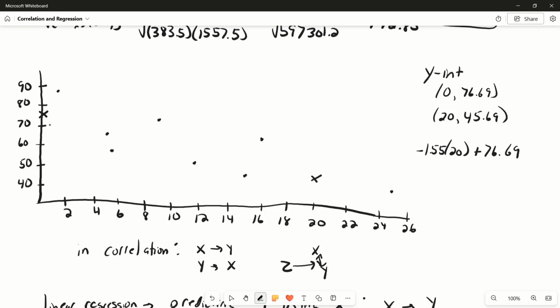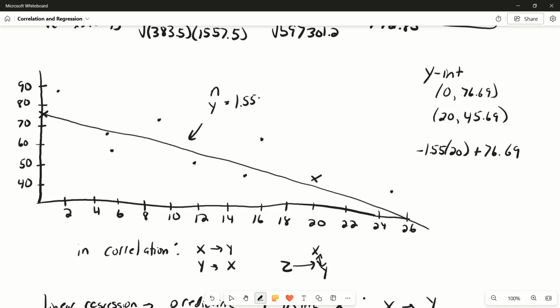I then just draw the line between the two X's the best you can. I missed this X by a little bit, so the line should be up a little bit, but it's okay. It's not going to be perfect. This is your regression line. So this is the Y hat equals negative 1.55X plus 76.69. That's the prediction line.